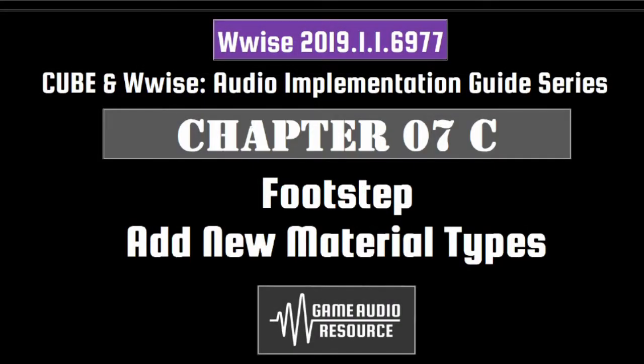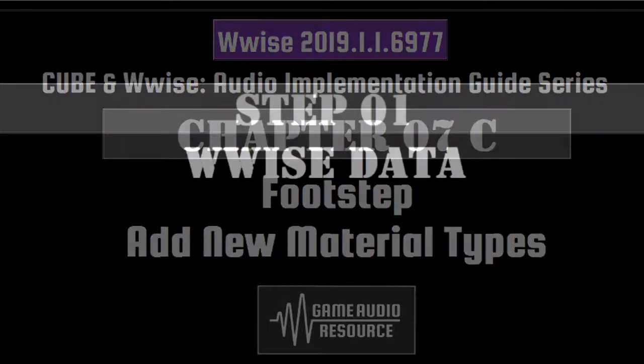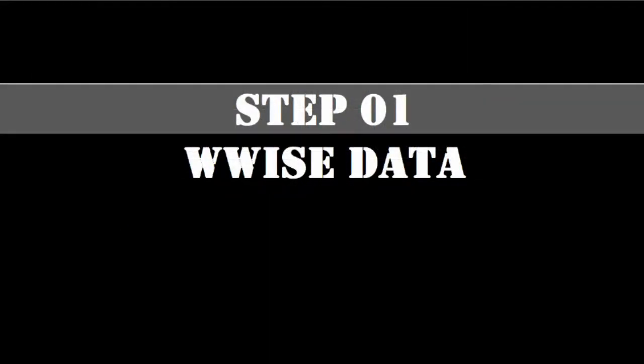This guide will overview how to add a new surface type for Footsteps. Please ensure you have completed Part A and B of Chapter 7's guides before starting this chapter guide's steps. In this step we will add new material types to Wwise, Pebbles and Undergrowth.